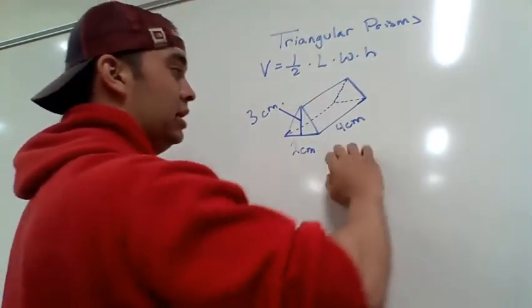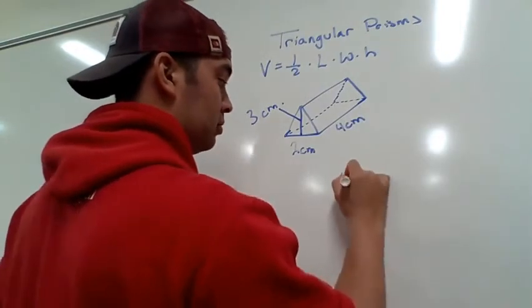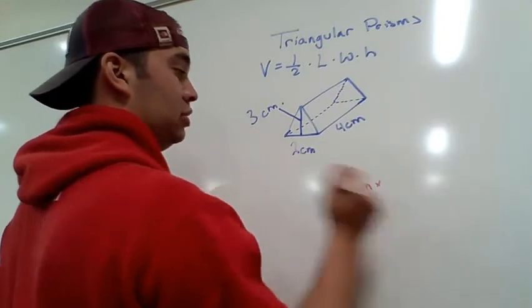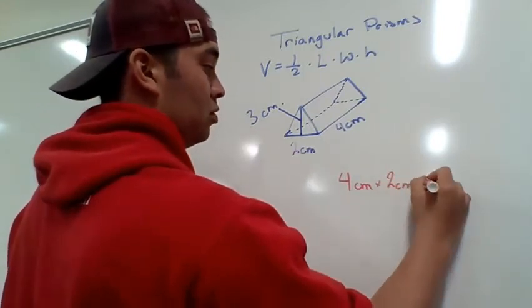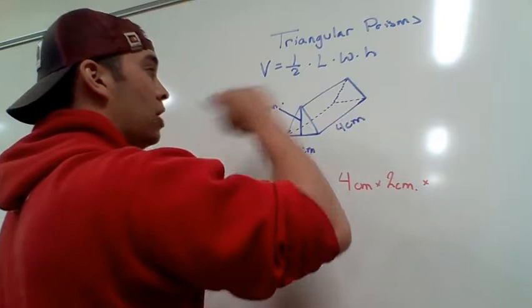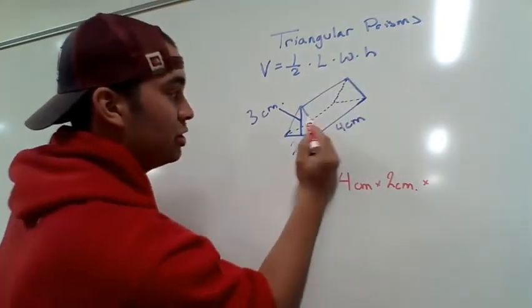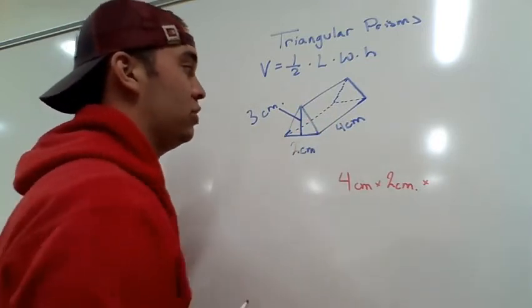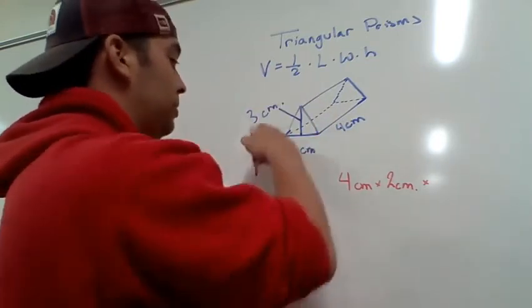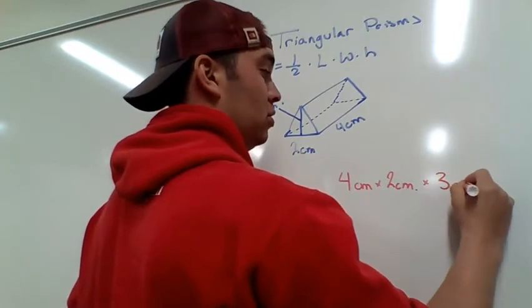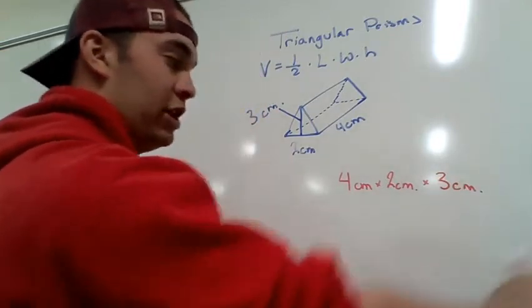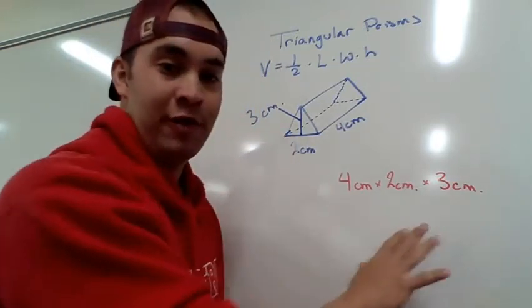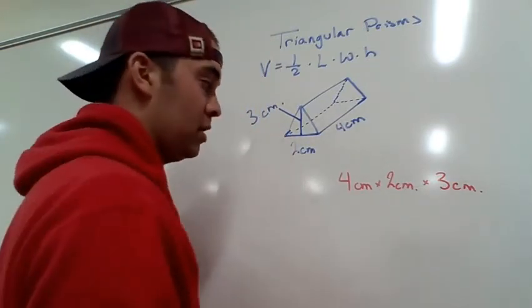Our length is 4 centimeters. Our width is 2 centimeters. And our height, now this one's kind of a hard one to see, but this is the height right here. It's a line right down the middle of the triangle, just showing you how tall it is, and it is going to be 3 centimeters. Now note, we haven't done any math, we just wrote this out, and we haven't times by half or divided by a half at all yet.